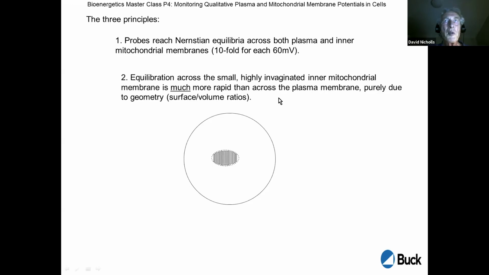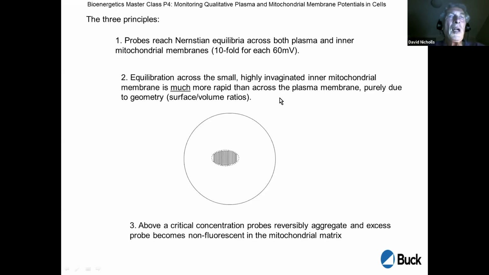The third principle, which is absolutely critical, is above a critical concentration, the probes aggregate, and the aggregated probes become non-fluorescent. So if you start loading up the matrix with TMRM, the fluorescence increases up to a level, and then it doesn't increase anymore, even though more TMRM is going into the matrix. That additional TMRM is aggregated and invisible, it's non-fluorescent. When you release the probe from the matrix back to the cytosol, it immediately becomes fluorescent.